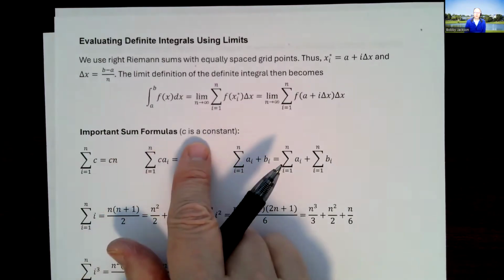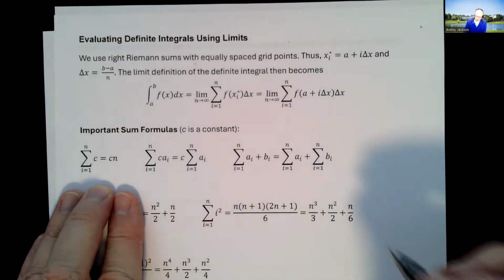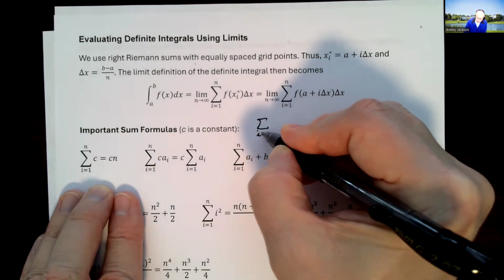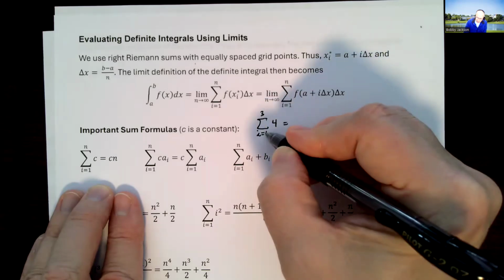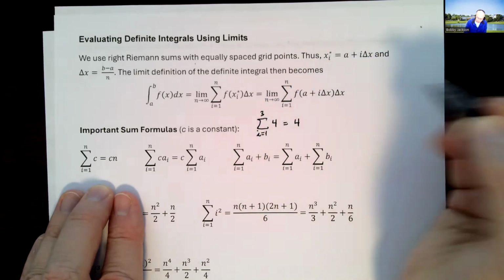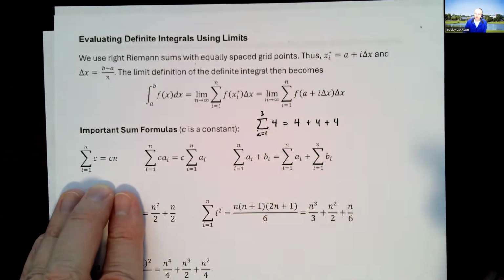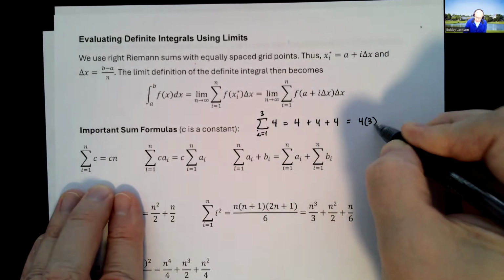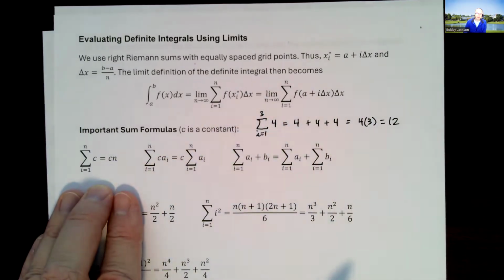These are important sum formulas that we've shared before. First of all, the sum from i equal 1 to n of c is cn. For example, if I sum i equal 1 to 3 of 4, what would that be? Well, when i is 1, it's just 4. There's no i, so it's just a constant. When i is 2, it's 4. And when i is 3, it's 4. So I'm adding 3 fours up, so that's the same thing as 4 times 3, which of course is 12. But that's the idea. It's just c times n, the constant times whatever n is.